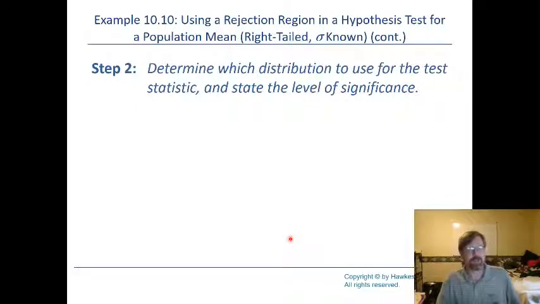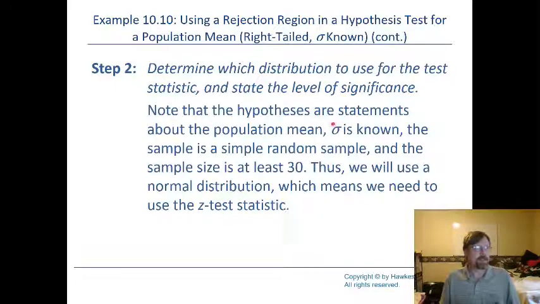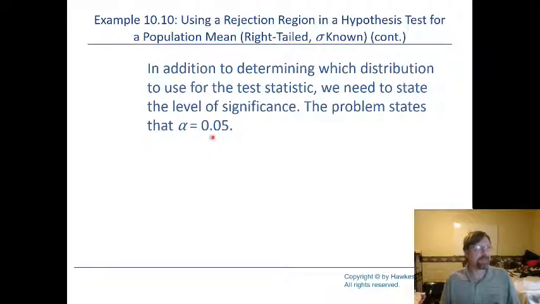Which distribution to use? Let's see, our sample size is 1,000. We've got a presumed population standard deviation, so that is known. Sample size is at least 30, so we can use the normal distribution and the z-test statistic. We're given that alpha is 0.05, so 5% level of significance.